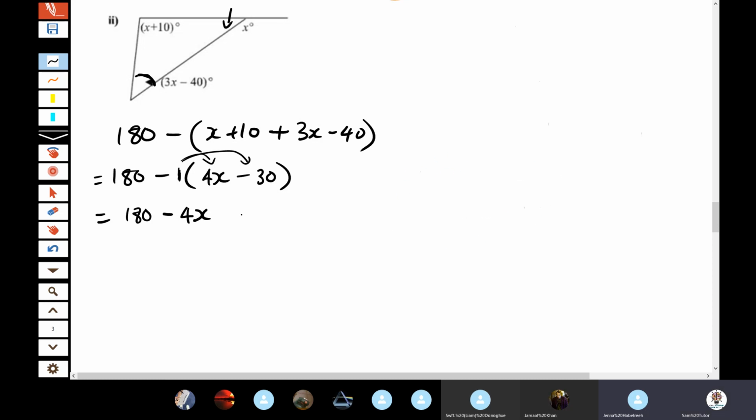Plus 30. Beautiful. And then that's when you start bringing the 180 in. 180 plus 30 is 210, take away 4x. Okay, let's pause there. Anyone have any questions about any lines that we've done?